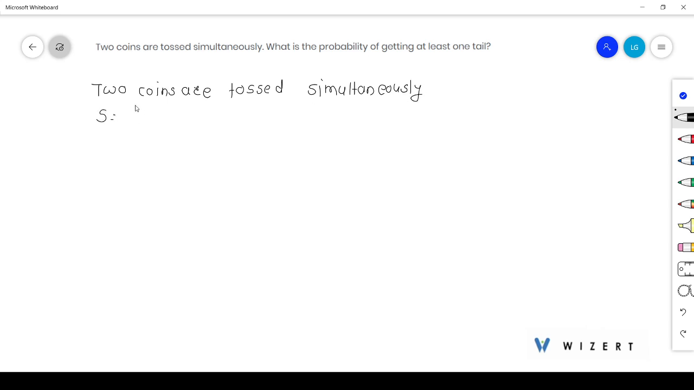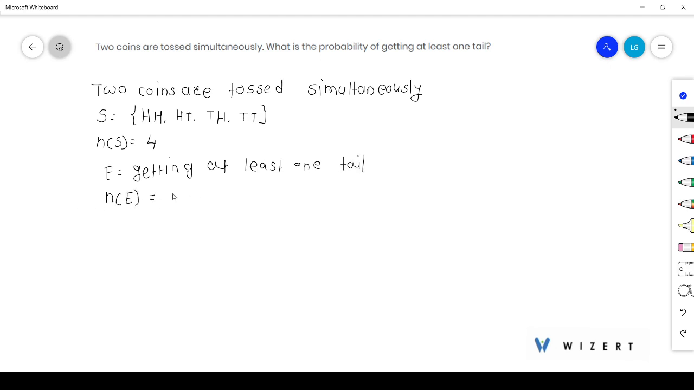So the sample space will be HH, HT, TH, TT. That is N of S is 4. Suppose E be the event of getting at least one tail.